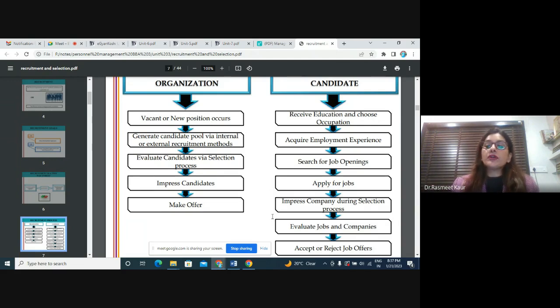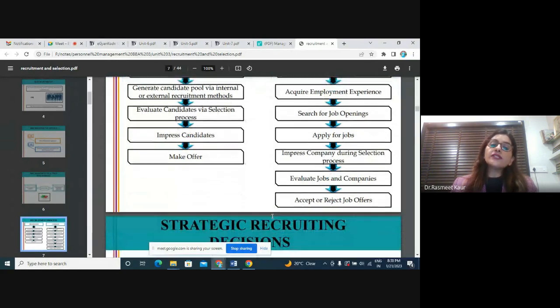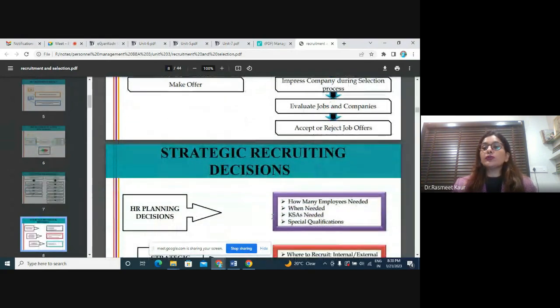You have given wonderful interviews, so you will evaluate the jobs and the companies: which company should I join, which is giving me more opportunities, good salary, good environment, more prospects for growth and development. Then finally you accept or reject a job offer. So this is from the candidate's point of view, how he or she plans out the entire recruitment process. And we have also discussed how the recruitment process looks from the organization's point of view.